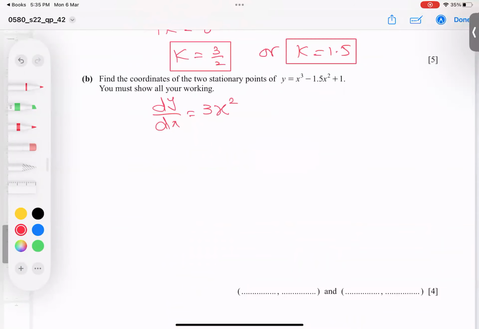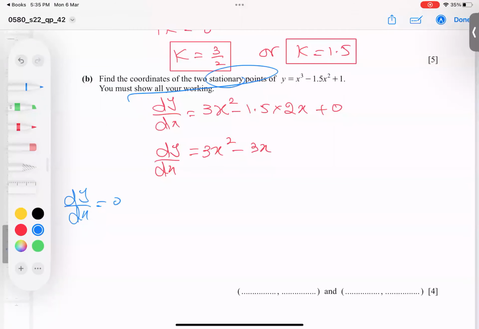3 comes down, power one less. 2 comes down, 1.5 into 2. I repeat, I just show you how I'm doing. And this derivative of the constant becomes 0. Because 2 multiplied by 1.5 becomes 3, it means 3x. And you know, stationary point means I will plug in derivative 0 here. So the first derivative is done. Now I'm putting the derivative equal to 0. All of you know, whenever a stationary point or turning point comes, we always put the derivative equal to 0.